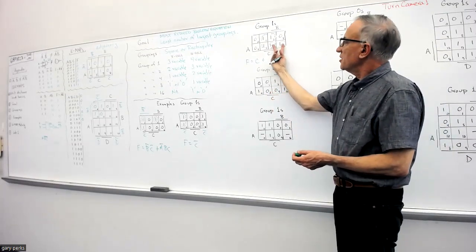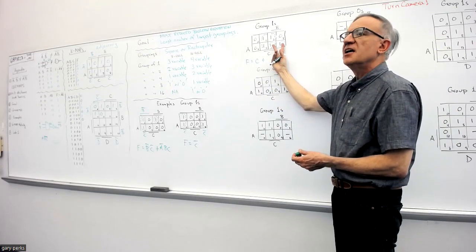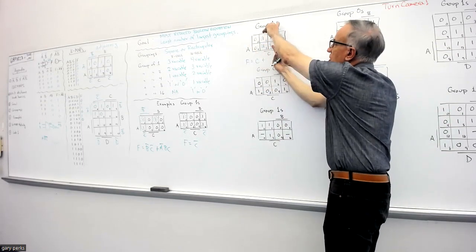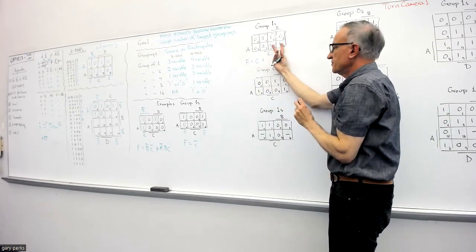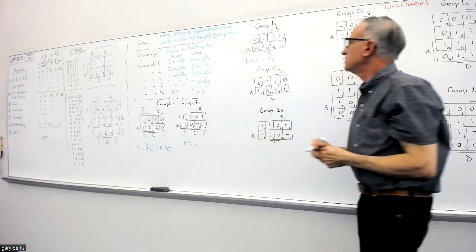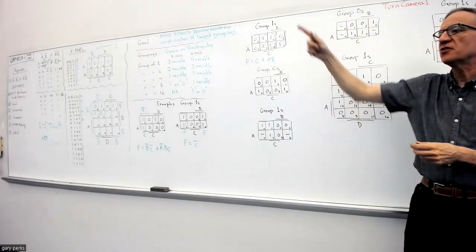Okay, so what 2 variable term am I going to get from this 2 grouping here? A, B, right? Because that 2 grouping is in the A row and the B column. So this would be A, B. Okay, does that all make sense? The key thing again is you can overlap groups.